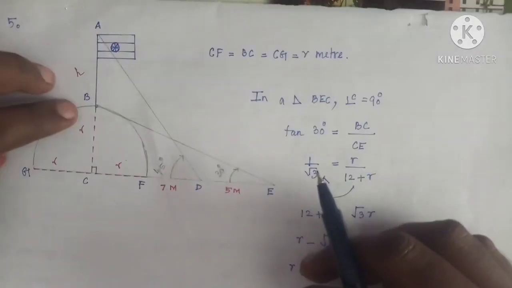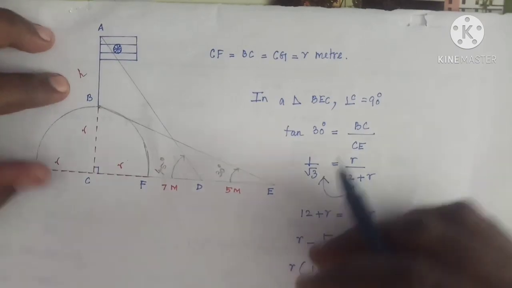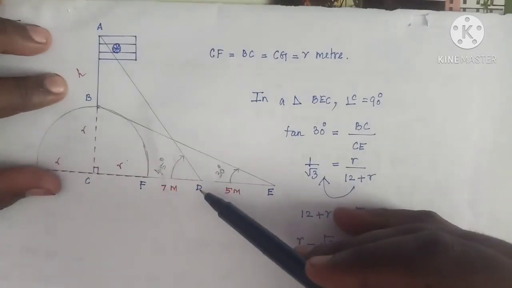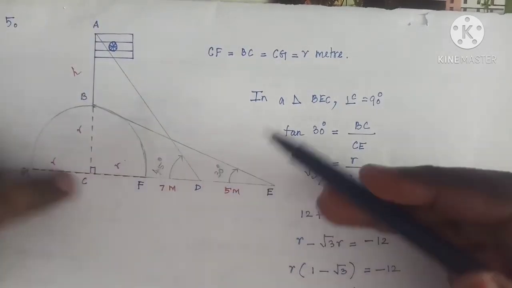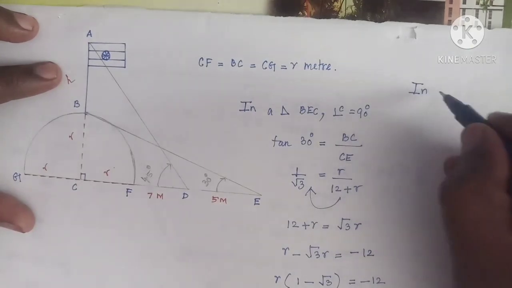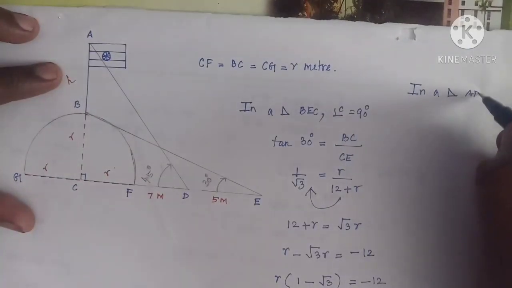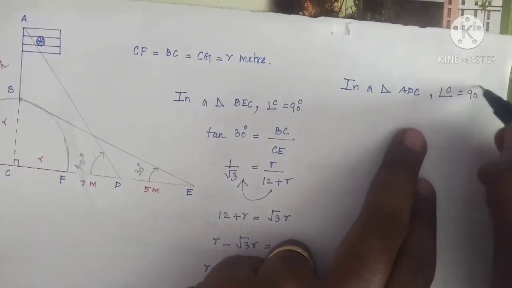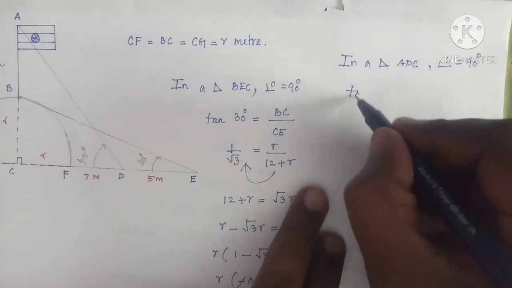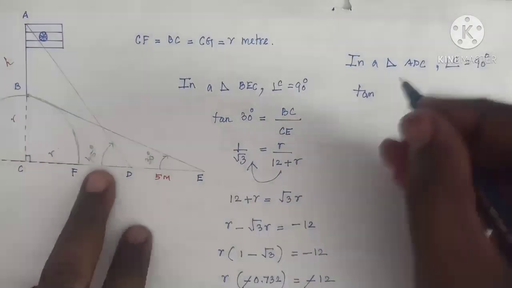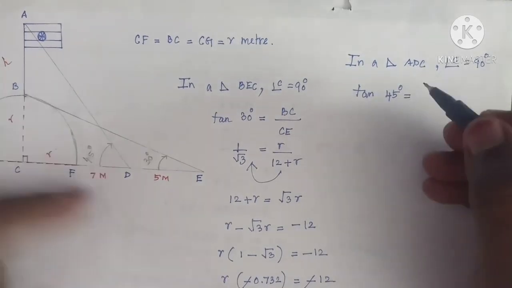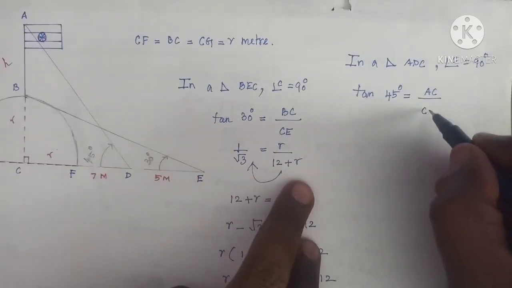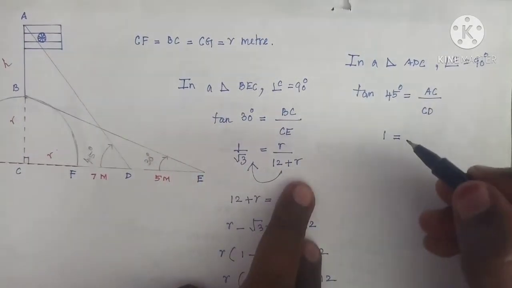Next, going to find the height of the flag post H. Better we can take this right triangle ADC. In the right triangle ADC, angle C equal to 90 degree. So tan, here angle of elevation is 45 degree. Tan 45 degree equal to opposite side AC by CD. Tan 45 value 1, you know very well.